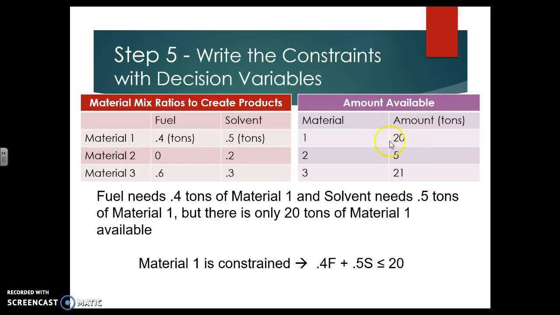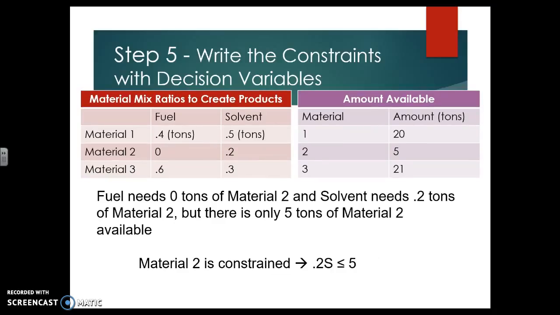And we only have 20 tons available of material 1. So material 1 is constrained because we have to account for both things we're making. So we have to use 0.4 tons for fuel, 0.5 tons for solvent, and then the max that we can use is 20. We do not have to use all of it, but we can't use more than that. So that's constraint 1. Constraint 2, material 2 is constrained. We don't have anything used for fuel, so the only thing being used is solvent. And we go across here and we find that we only have 5 available. So that's our constraint for 2.